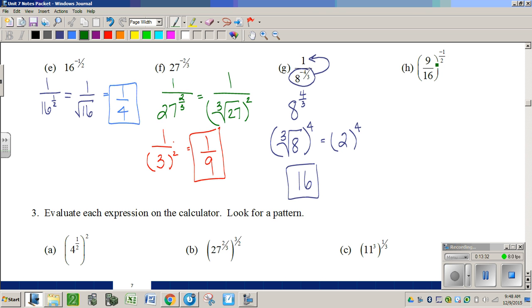Okay, now if you have a fraction raised to a negative exponent, if you want to make that negative exponent positive, we're going to take the reciprocal of this fraction. So this is going to become, oh my goodness, what was that noise?